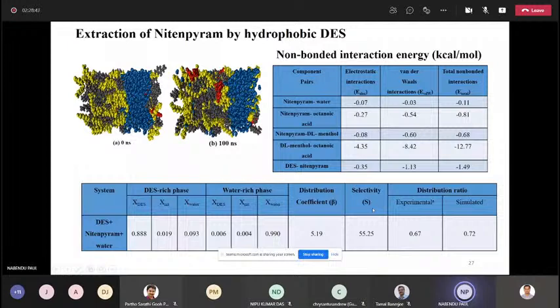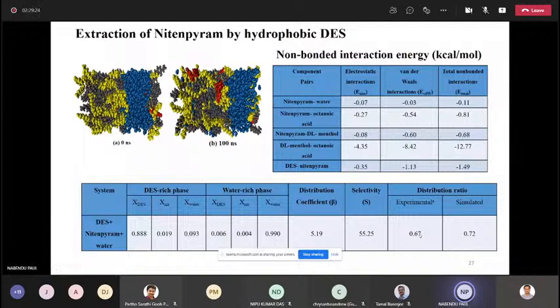And also the selectivity is the ratio of the distribution coefficient in DS rich phase, DS, and in water. So it is coming 55, which signifies that the solvent can be selected as the extractor of the drug from the water phase. We calculated the distribution ratio. The simulated distribution ratio came around 0.72, and the experimental is around 0.67, which is very close to the experimental result. So we can say that we can validate our results with that.